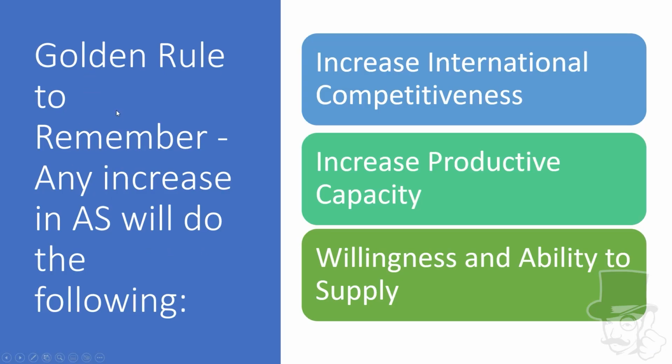So the golden rule whenever talking about AS policies: if we choose something that manipulates one of the non-price factors and it boosts aggregate supply, we need to remember that it increases international competitiveness regardless, because when supply shifts right, prices go down. When prices go down, they're more attractive for people to buy. Also, it increases our productive capacity, so before we could produce 100, maybe after this policy change we could produce 110, 115, 120, doesn't matter. There's definitely going to be an increase. If supply increases, then the productive capacity has definitely increased. And of course, the willingness and ability to supply will definitely go up, because firms wouldn't be doing what they're doing unless they're willing and able to.